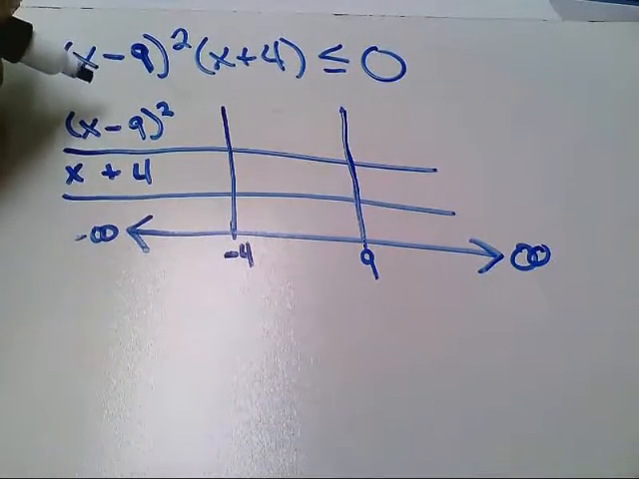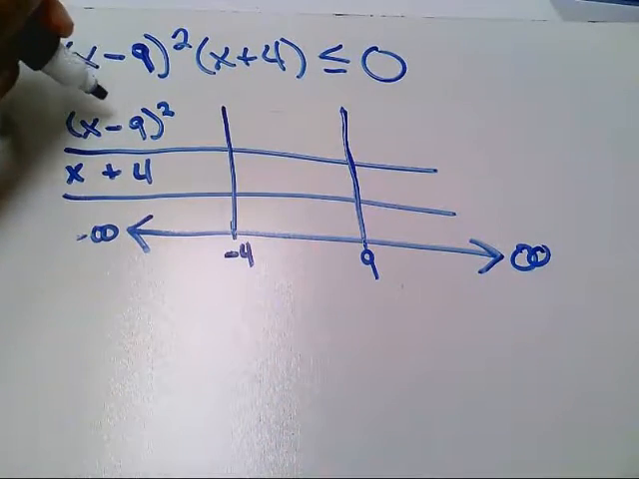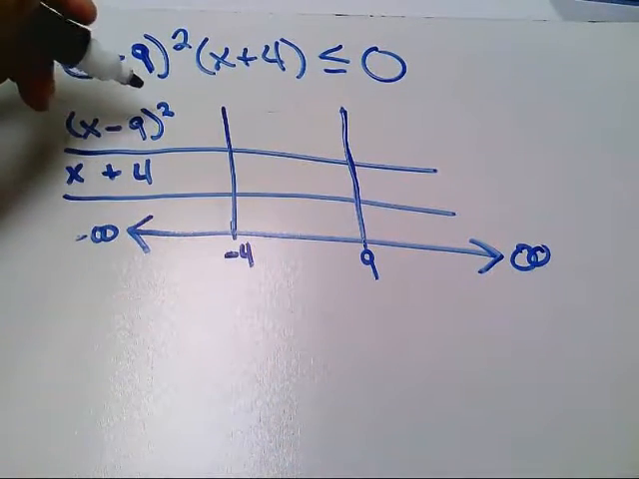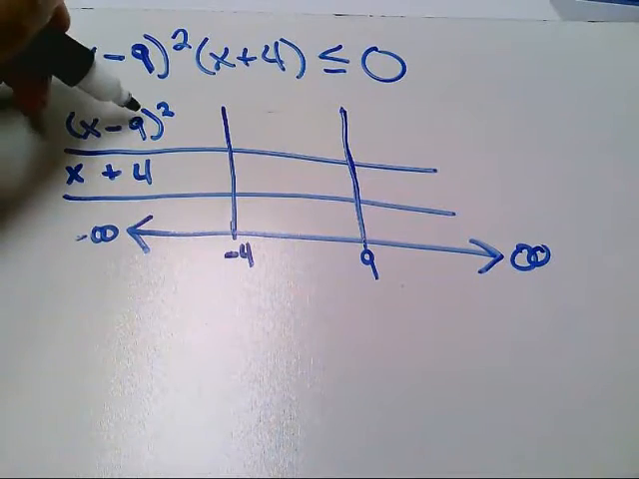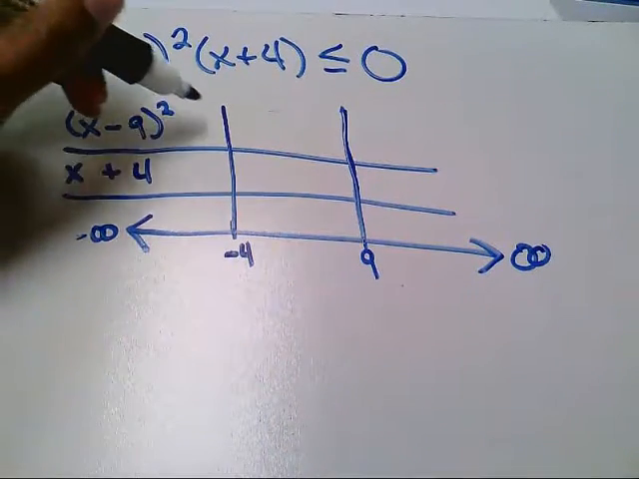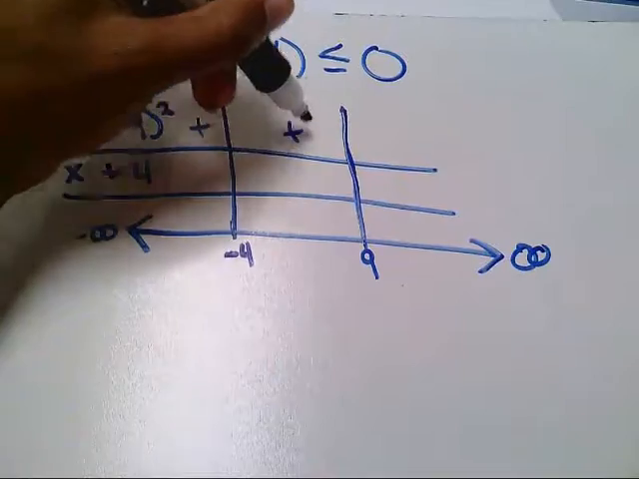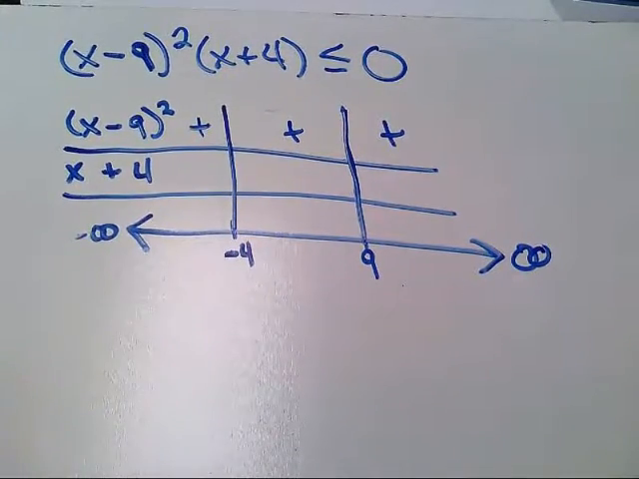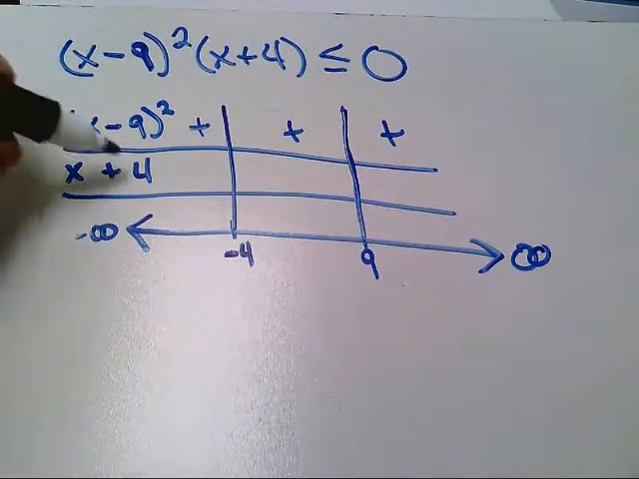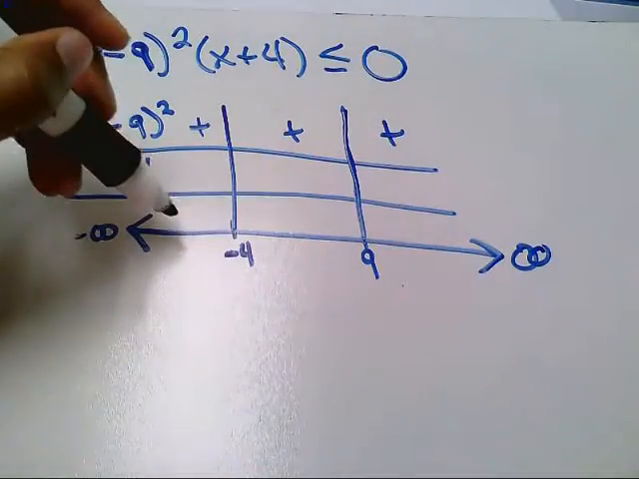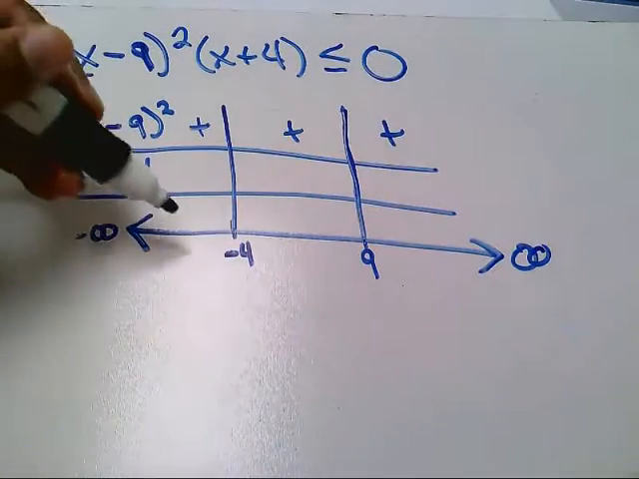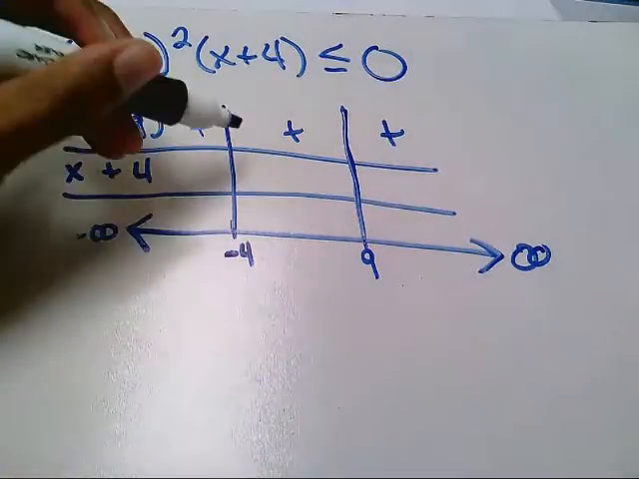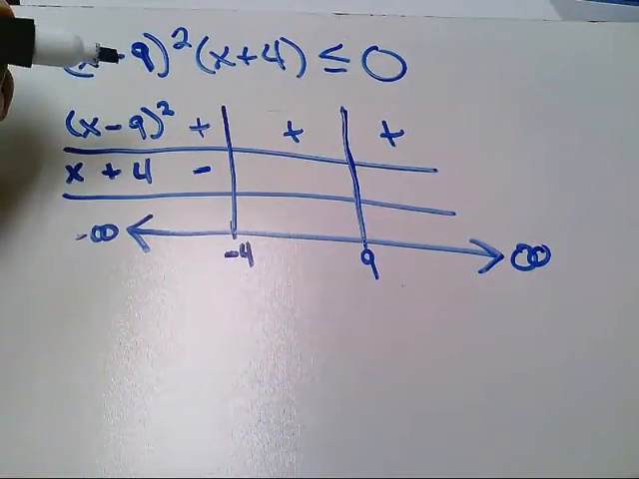So the first thing you can notice here is that x minus 9 is squared. No matter what we plug into this factor, it's always going to get squared, so it's always going to be positive. So we can just put positives across this row for x minus 9 squared, and now we only need to check the sections for x plus 4. So x plus 4, if you plug in a negative number in this interval, say -10, -10 plus 4 is going to end up being negative.